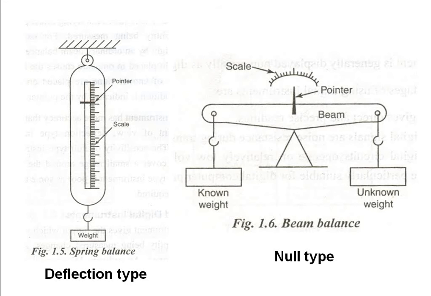So we can look at very simple examples. In the deflection type, we have the spring balance, where the scale and the pointer show whatever weight is attached to it. Whereas in the null type, when the pointer shows 0, it indicates that it's equal on either side. This is what ordinary people who have roadside shops make use of to give the vegetables or the fruits.